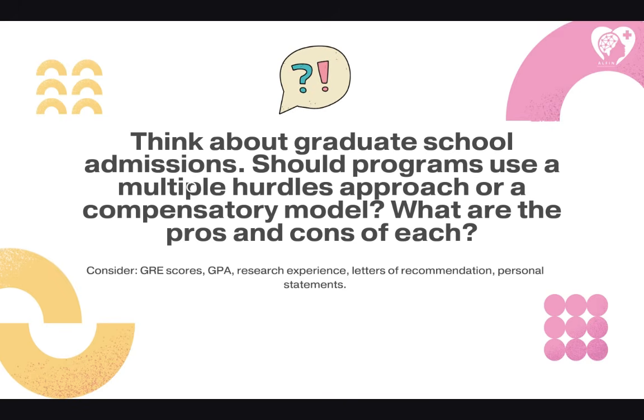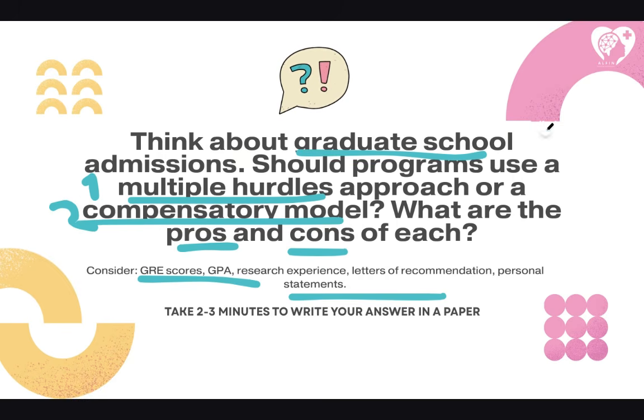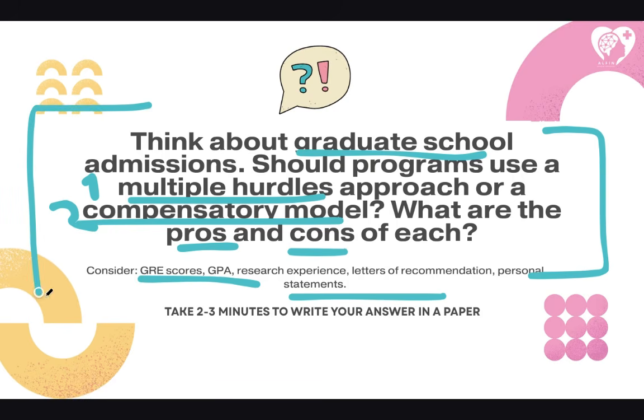Now I have a question for you. Think about graduate school admissions. Should programs use multiple hurdles or the compensatory model? Is it this one or this one? There are pros and cons to each if you use them for graduate school placement. I want you to form your own thoughts on this, so I won't comment. Pause the video, write down your answers, or maybe just verbalize them, talk to yourself. Then once you're done, let's move on to the next and the last topic.